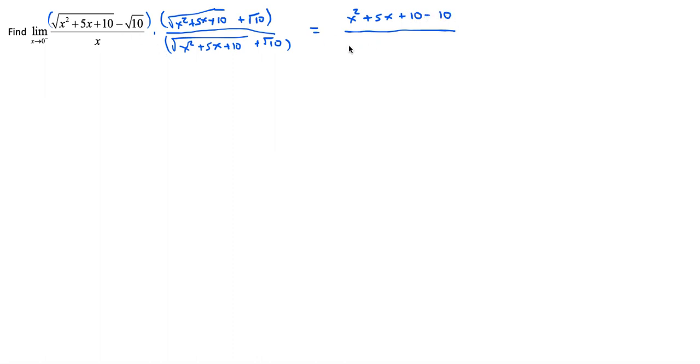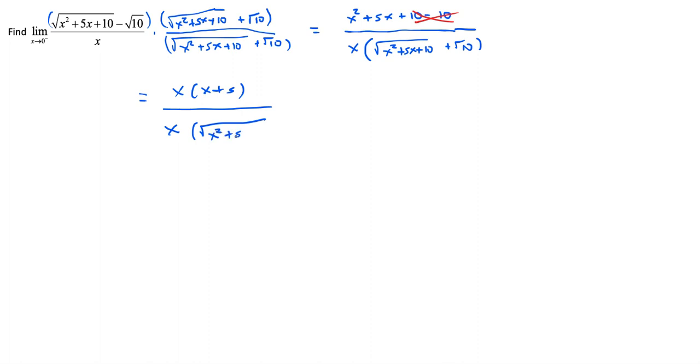Now in the denominator, I am not going to actually distribute through, so I'll just keep this down here: radical x squared plus 5x plus 10, and then plus this next radical 10 here. Now notice what happens. This turns out pretty nice. 10 minus 10 cancels out. In the numerator, we can actually factor out the x term, so we get x times x plus 5. And on the denominator, we still have that x down there, which in this problem turns out pretty nice because we can just cancel out these x's.